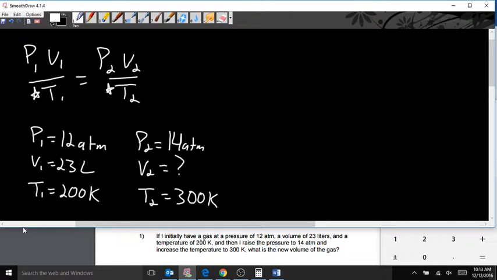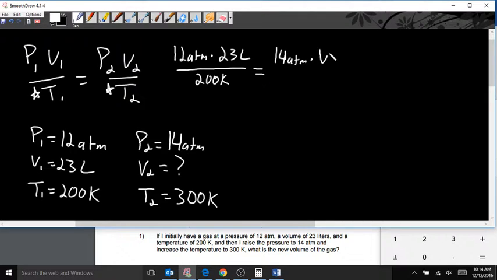So we have P1 times V1, or we have 12 atmospheres times 23 liters, and that's over T1, which is already in Kelvin for us, so 200 Kelvin, and that equals P2, which is 14 atmospheres, times V2, which is what we're looking for. I like to leave that V2. And that's over T2 here, which we said was 300 Kelvin.